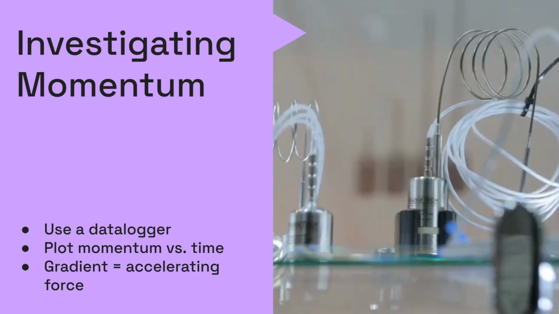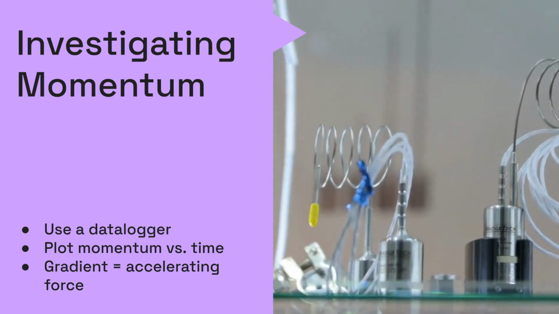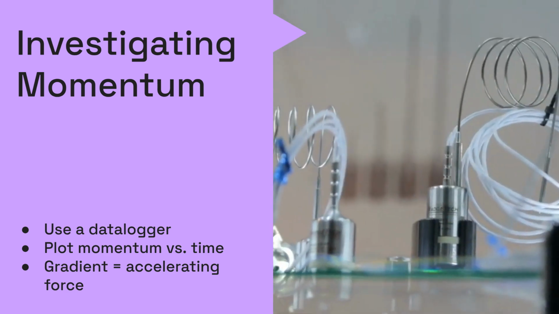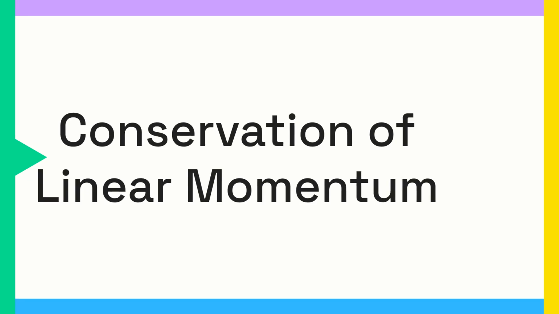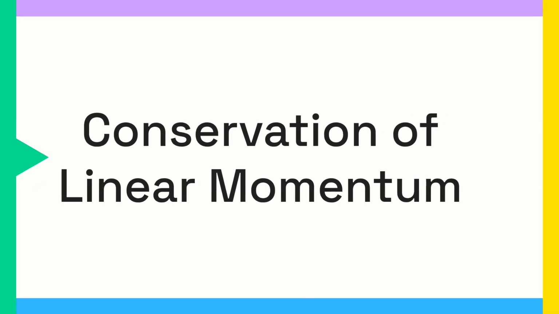If we plot a graph of momentum against time, the gradient of that line tells us the accelerating force. A constant force results in a constant rate of momentum change. One of the most powerful laws in physics is the principle of conservation of linear momentum.